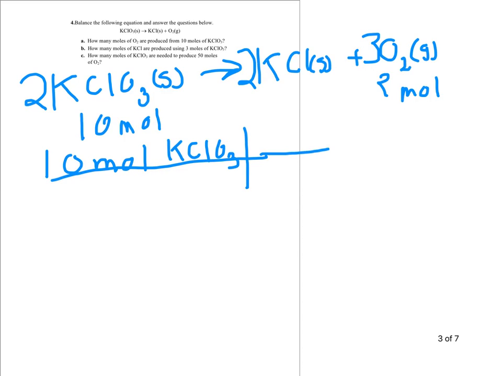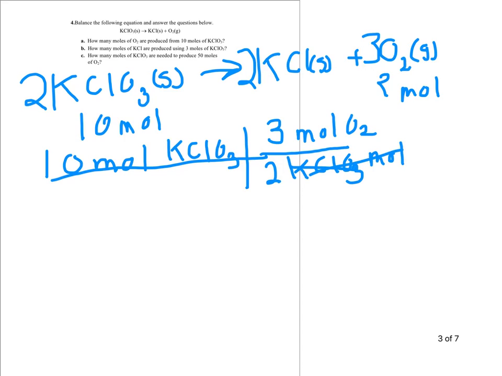And we're just going to multiply that by the mole conversion, which is 3 moles of O2 for every 2 moles of KClO3. Forgot to write moles in there. Moles of KClO3 cancel moles of KClO3. I'll go ahead and reduce the 2 and the 10 down and get a 5 up here, and that means we're going to have 15 moles O2. That'll be our answer for A.